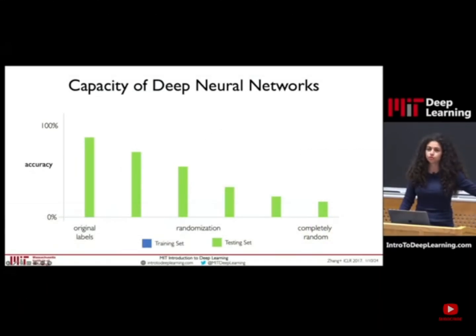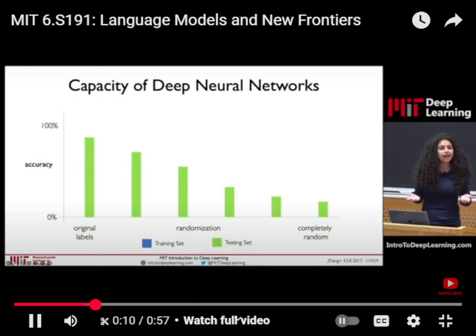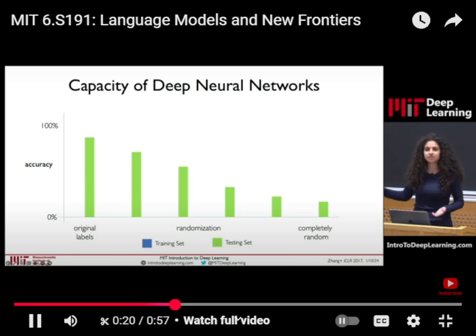Original ground truth true labels to basically increasing amounts of randomness in the labels all the way to completely random. And as you may expect, as you increase the randomness in your labels, on that test set where you really care about the performance of that model, the accuracy drops off.